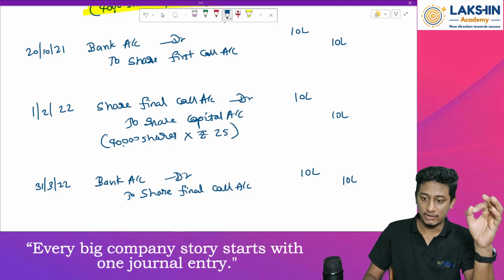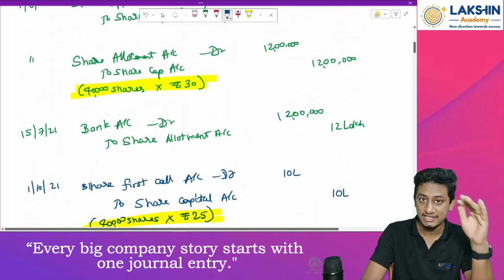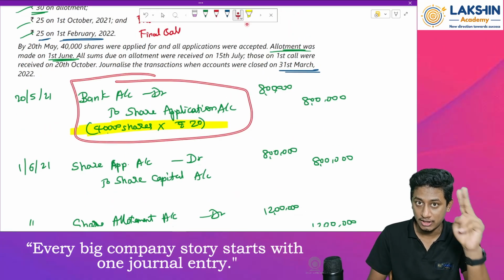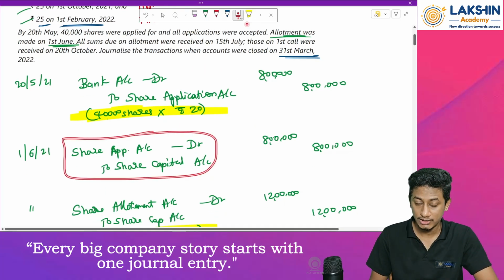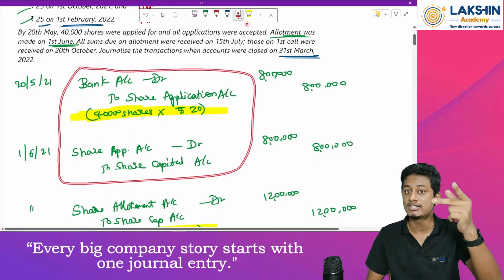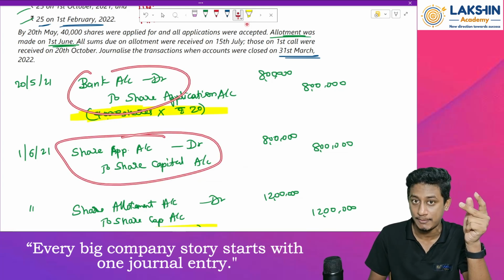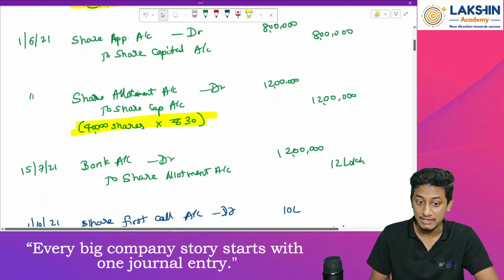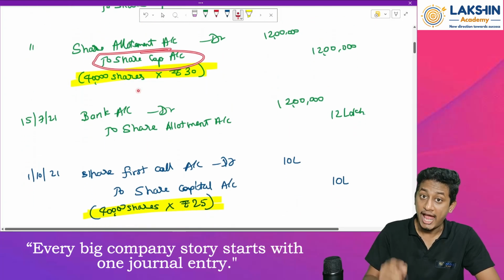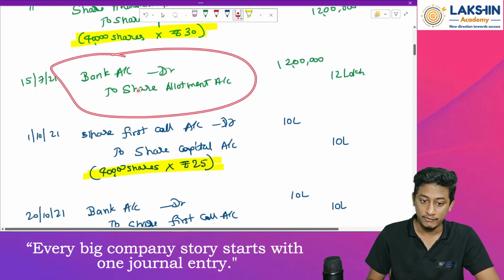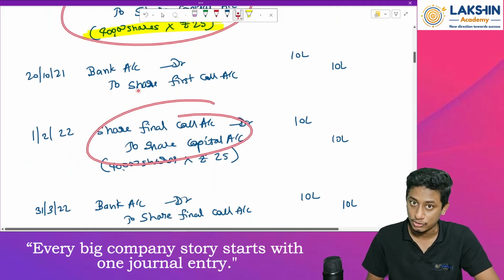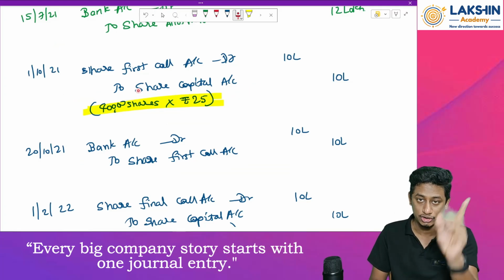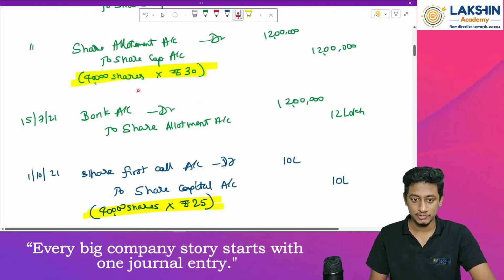If you are getting confused about which entries to pass, always remember that for each step there will be at least two entries. One entry will be the receipt of money on that particular step, and one more entry will be to make it due. For the first application step only, we reverse the entries where we receive the money first and then pass it to share capital. But subsequently, from the allotment step onwards, we first pass the due entry, transfer it to the share capital account, and after that we receive the money on the subsequent date. The same goes for the first call and for the final call also. First you make it due by passing this entry, and then you make the entry for the receipt of payment. I have told you the logic behind this. So our first question is done.